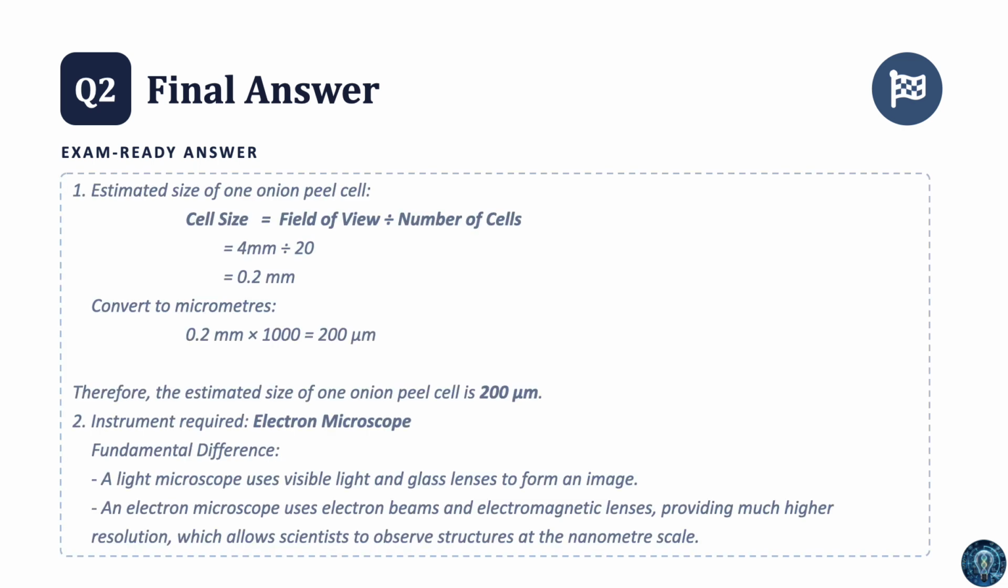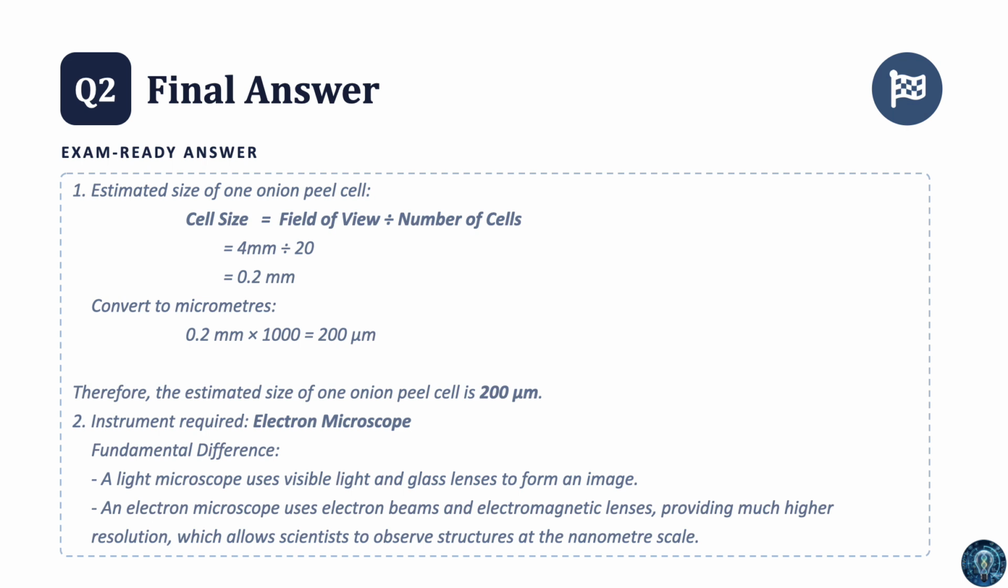Now, let's write the final answer exactly as you would in the exam. First, calculate the size of one onion peel cell using the formula cell size equals field of view divided by the number of cells. Here, the field of view is 4 millimeters and 20 cells fit across it. So, 4 divided by 20 equals 0.2 millimeters. The question asks for the answer in micrometers. Since 1 millimeter equals 1000 micrometers, multiply 0.2 by 1000. Therefore, the estimated size of one onion peel cell is 200 micrometers.